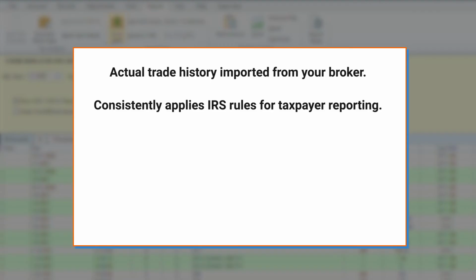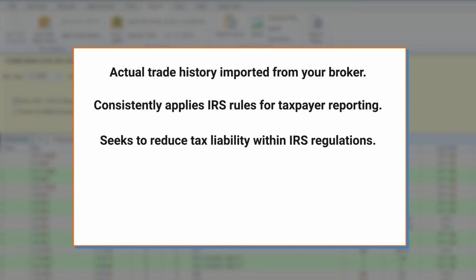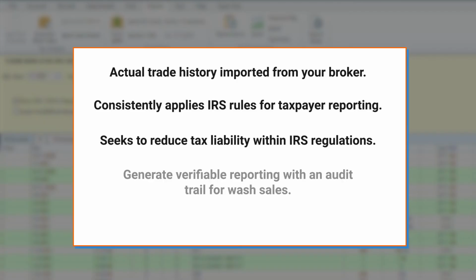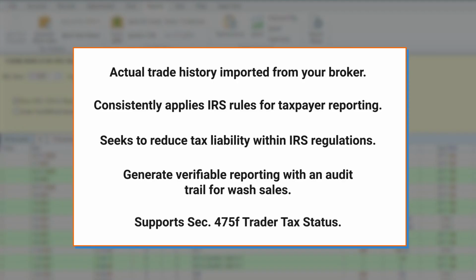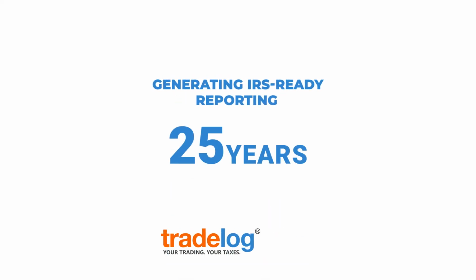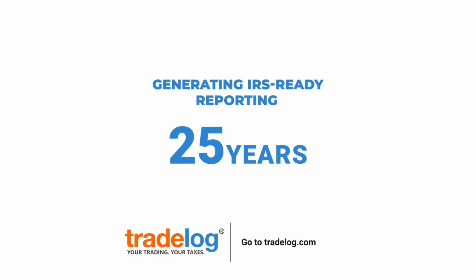TradeLog applies the IRS rules for traders to comply with wash sale regulations, Section 1256 treatment, and more. TradeLog tries to reduce tax liability if legally possible within the IRS rules, but the resulting reporting will give you a clear picture of wash sale effects with a verifiable audit trail for each adjustment if needed. TradeLog also handles the mark-to-market reporting needs for Section 475 trader tax status. TradeLog's reporting has been accepted by the IRS for nearly 25 years and is trusted by leading trader tax CPAs.